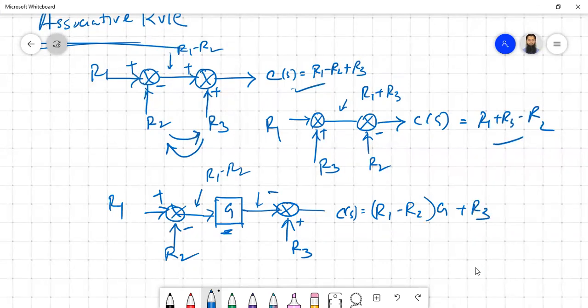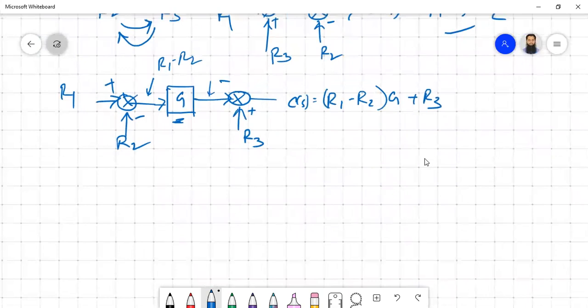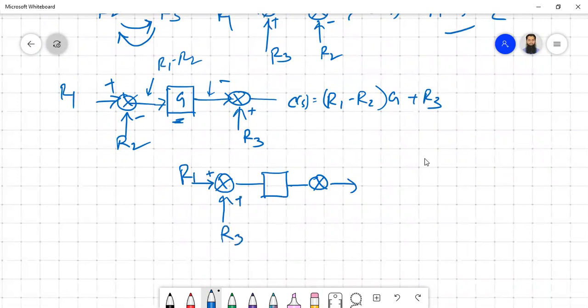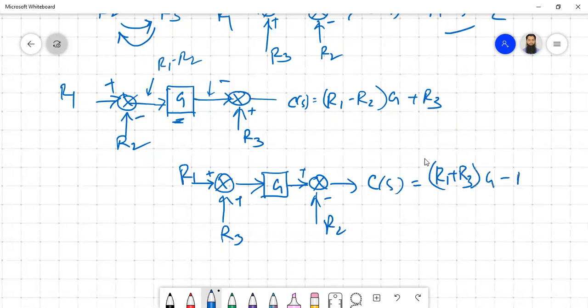Now, if you try to alter the summing junctions by keeping the transfer function, the box, in between, then you will have a result that is not identical. So say this is your R1, this is your R3 with plus, and then you have minus R2, and this is your G. Now C(s) you are going to get is basically R1 plus R3 multiplied by G, then minus R2. So these two are not equal. So we cannot alter the summing junctions if they are not directly connected together. So this is your first rule.